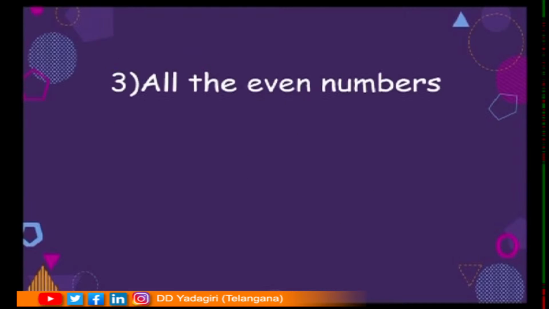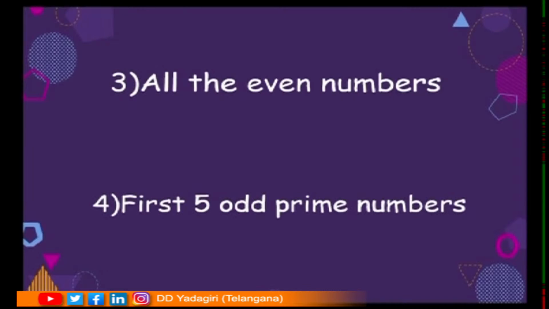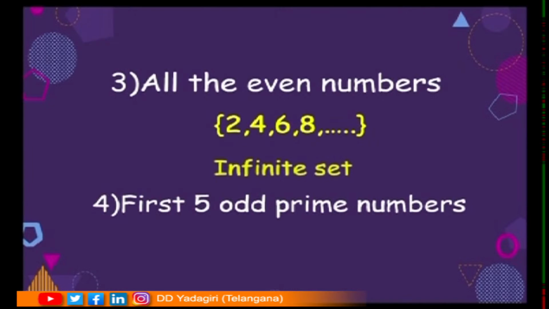The third one given to us is all the even numbers, and the fourth one is first 5 odd prime numbers. Now, let us look at the third one, which is all the even numbers. We know numbers are uncountable and therefore the even numbers are also uncountable. So, all the even numbers could be 2, 4, 6, 8 and so on, which means the set asked of us is unlimited, or we can call it an infinite set.